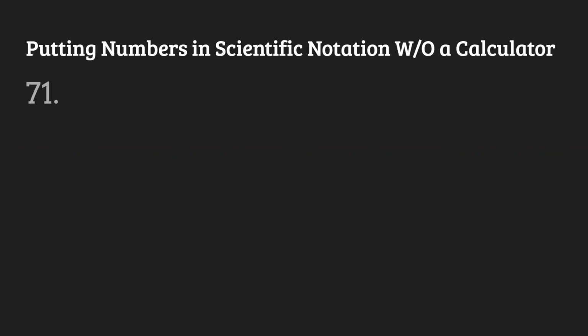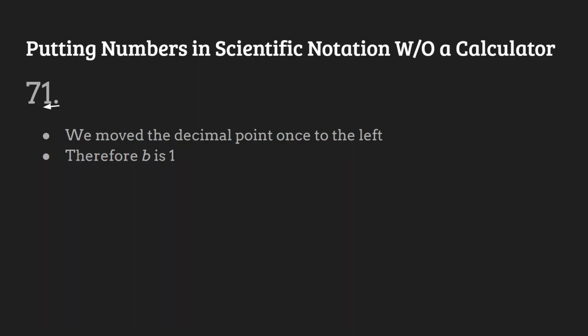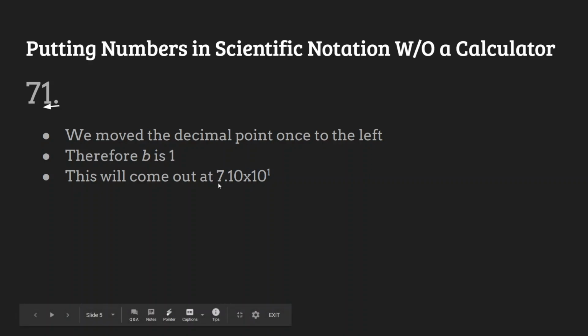So another example would be 71. We're going to move it once so that we reach another non-zero digit, which is 7. Therefore, B is going to be 1. It'll come out as 7.10 times 10 to the first. So imagine this as 71.0, which is the exact same thing. We're just going to be adding a 0 for our third significant digit.